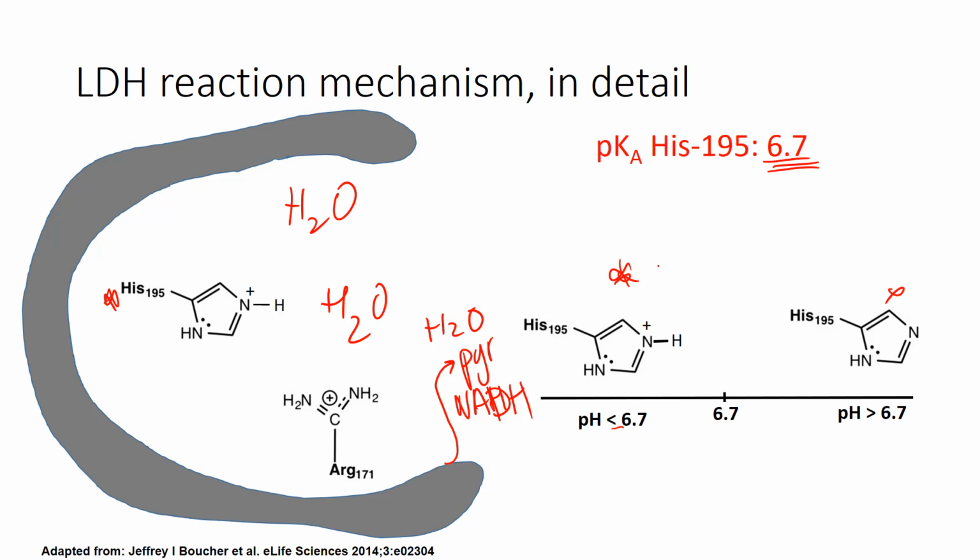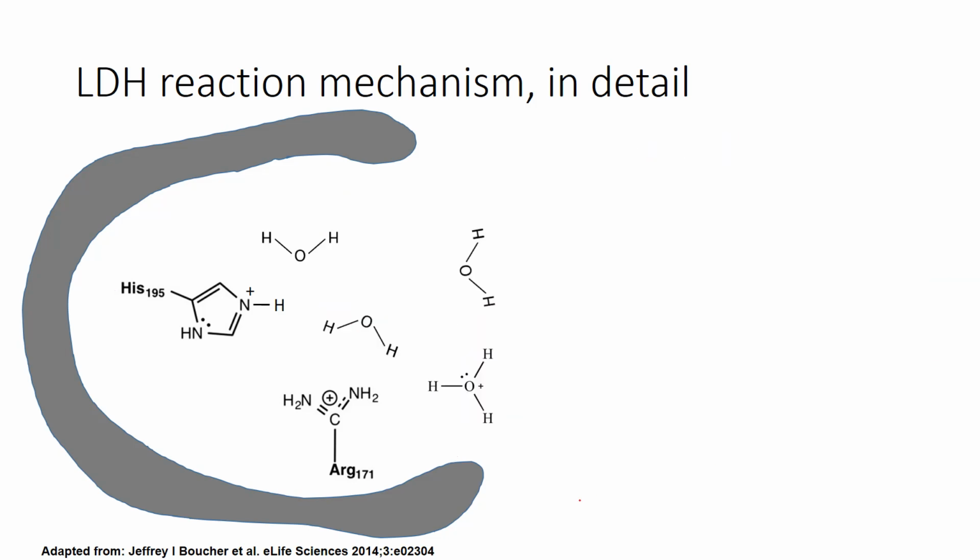However, on the other end of the spectrum, if we increase our pH above 6.7, then that's the pH that we're operating at in our lab, so pH of 10, which is well above the pKa of 6.7, at this pH, the deprotonated form of histidine 195, so again, this is the form that can react on lactate, is going to be overwhelmingly favored.